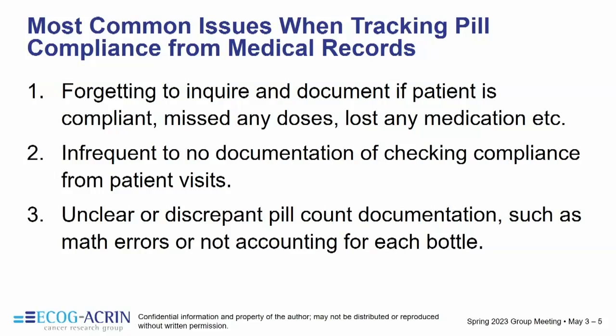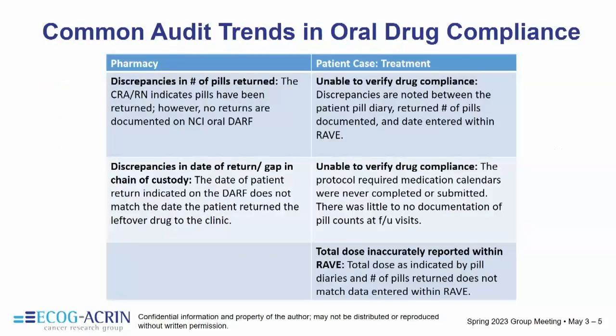Most common issues when tracking pill compliance from medical records: forgetting to inquire and document if the patient is compliant. Has that patient missed any doses? Has the patient lost any medication? Did the pill bottle fall out and some fell in the couch? I mean, this has happened. There's infrequent to no documentation of checking compliance from patient visits. Or there's unclear or discrepant pill count documentation, which is probably the most common. So math errors or not accounting for each bottle when multiple bottles are being dispensed.